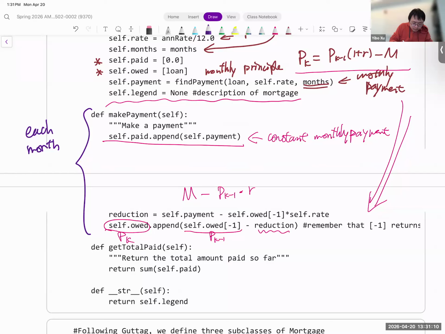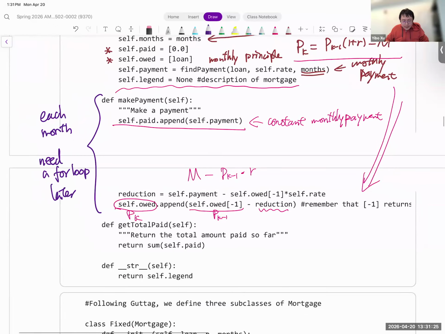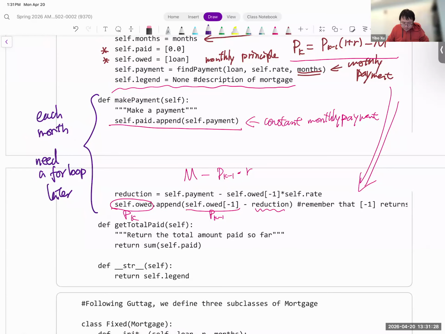We need a for loop later. All right, so that's making the payment. And the next function is get total paid, which is basically how much you have paid throughout the period of time. It's going to be returning the sum of all monthly payments.